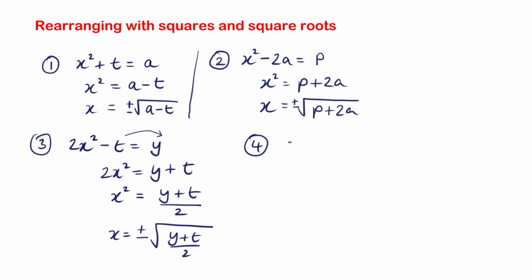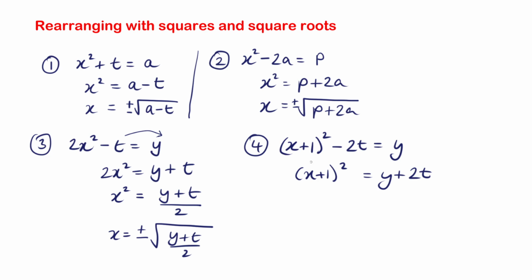If I had something like (x plus 1) all squared minus 2t equals y, let's say something like that. Again, you can see that we can move the minus 2t to the side first. So we're going to end up with y plus 2t. Now we have to think, what are we going to get rid of first? Are we going to subtract 1 or are we going to square root?